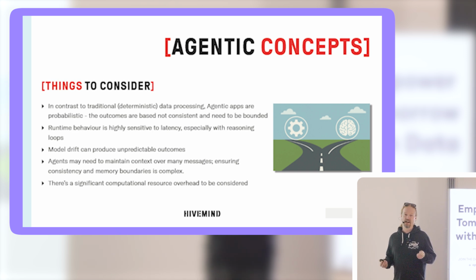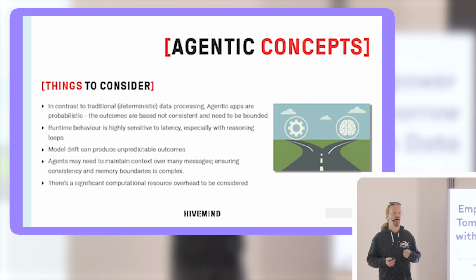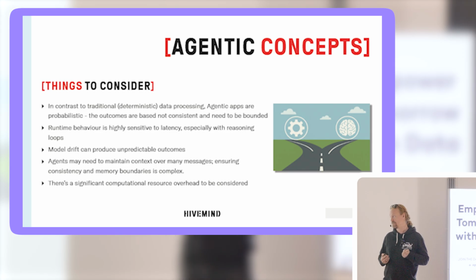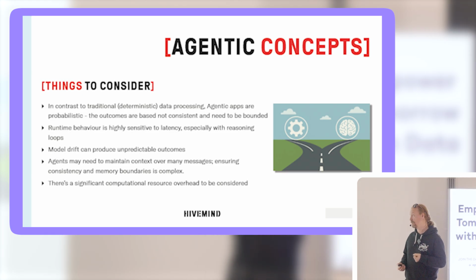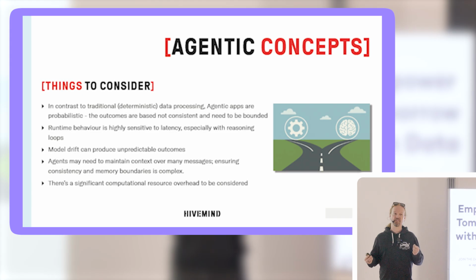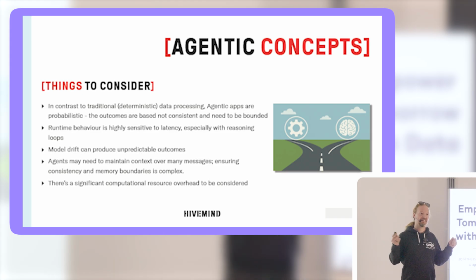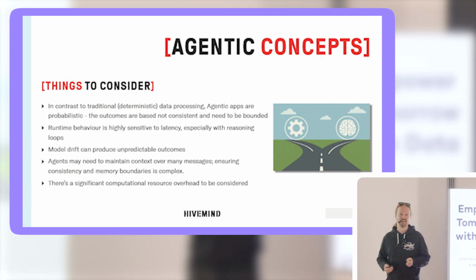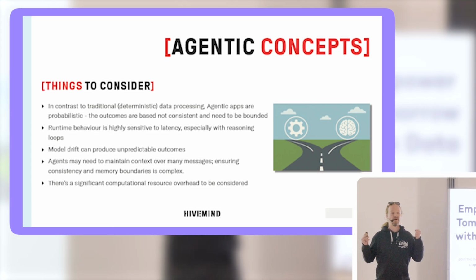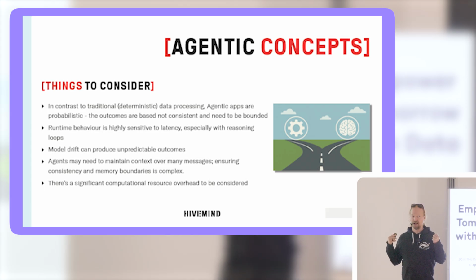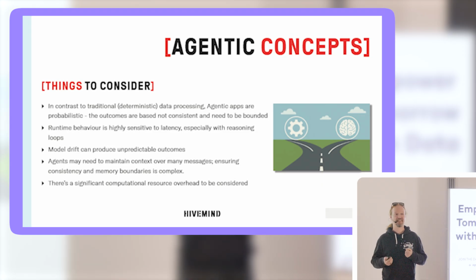Lastly, agentic applications work over a larger context. So memory boundaries are an issue, and it is complex to specifically control. And lastly, the big difference between large language models and deterministic programs is they rely heavily on GPUs, and GPUs are expensive, and computational resource usage is a problem.